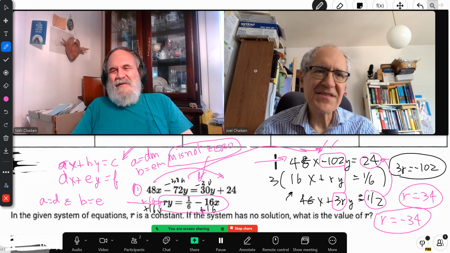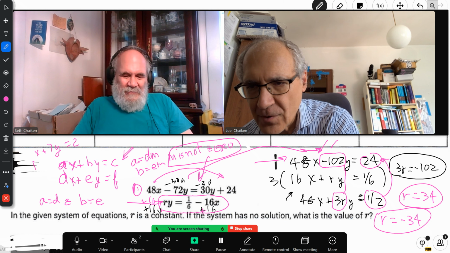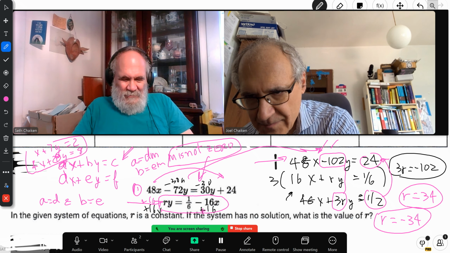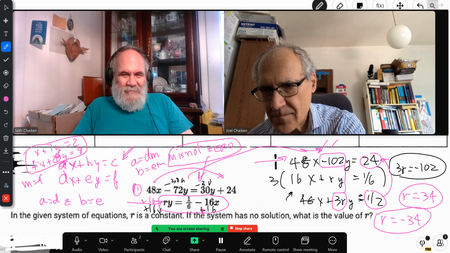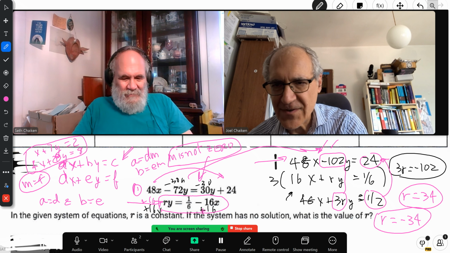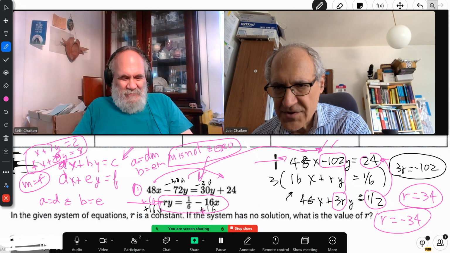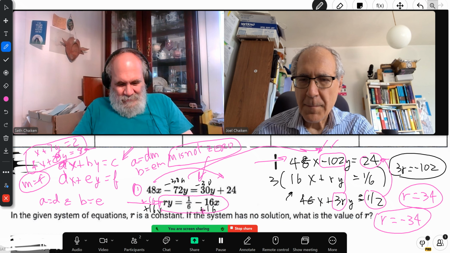So let's give an example of that. If you have x plus 7y is 2, and then 4x plus 28y is equal to 8, then you have this condition where m would be 4. And this would have infinitely many solutions, because 2 times 4 is 8.